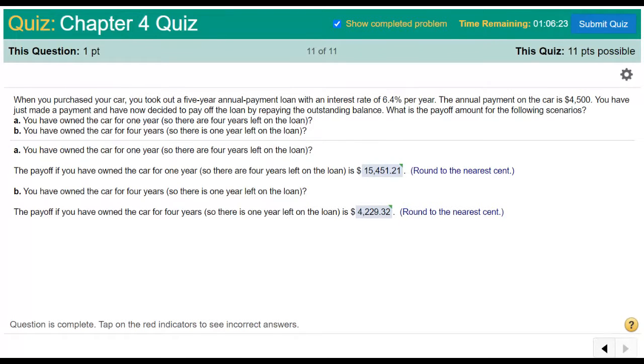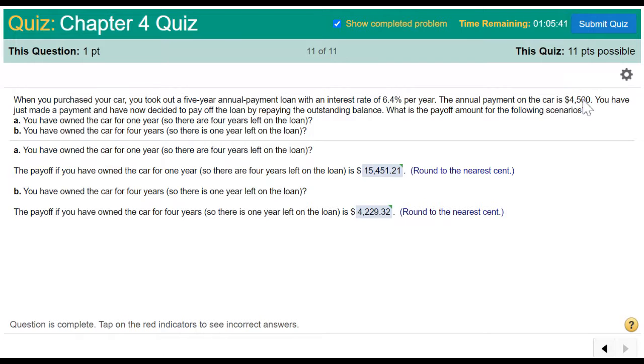Okay. I'm trying to get a payout amount for a car. Right? I just bought a car and I'm trying to get a payout. I have it for 1 year now. I want to know how much I owe on the car. Right? So I'm going to say N. It says I've had it for 5 years. I have it for 1 year. Now there's 4 years left. I want to know how much I owe. Each year, this is what I pay.